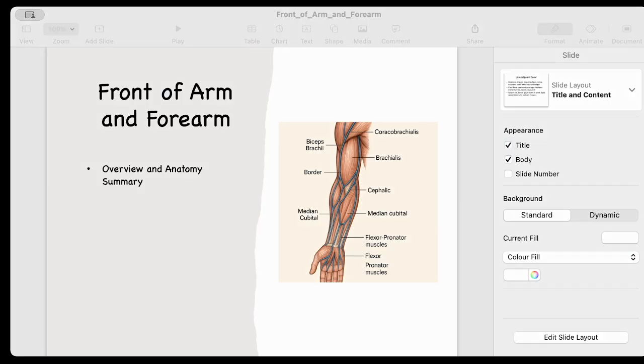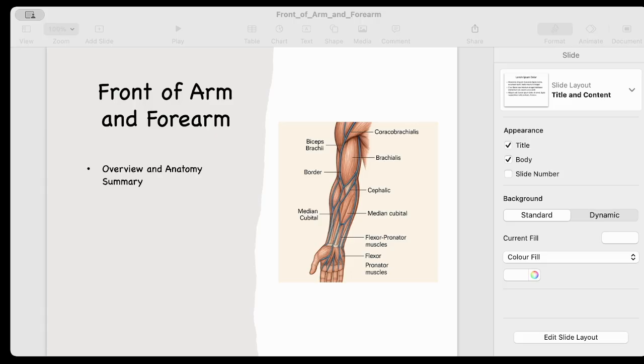Good evening, students. Today we will discuss the front of arm and forearm. So, coming to the overview and anatomy summary, I have given it in the notes. We are discussing the upper limb: arm, forearm, and hand. Today we will discuss only arm and forearm.